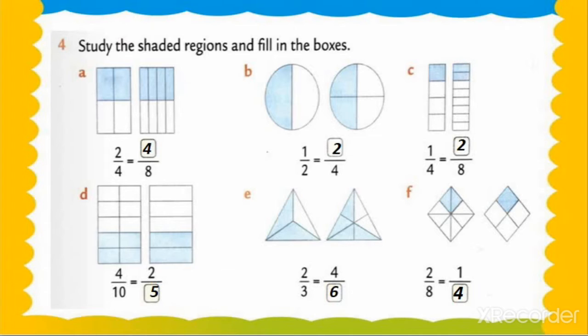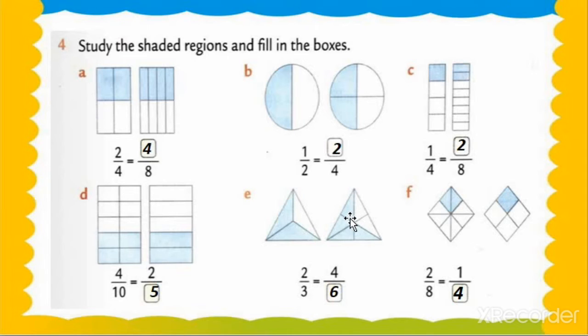Okay, now we move on further to question number E. Let's check question number E. In question number E, there is a figure, and its shape is like a triangle. So in the first triangle, how many parts are there? 1, 2 and 3. 3 parts are in the first triangle. And how many parts are shaded by blue color? 1 and 2. 2 parts are shaded by blue color. So that's why we mention 2/3. 2 by 3, 2 upon 3.